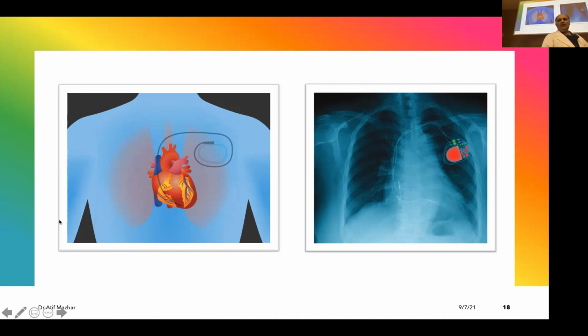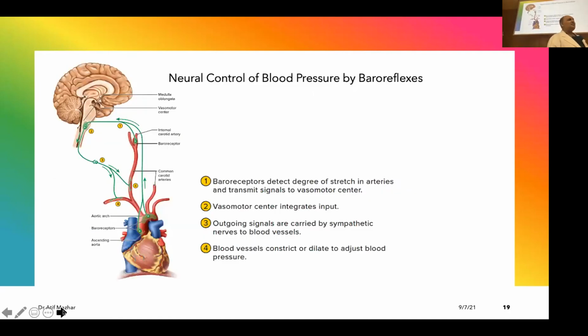Okay, now. There is another system which my brain controls. Your blood pressure goes high, you become angry. There is a system which is automatic. You need not turn on a switch and think, oh, my blood pressure is high, so I need to go relax. There is an automatic system, and this whole mechanism comes into play.